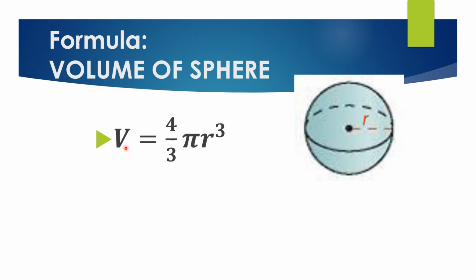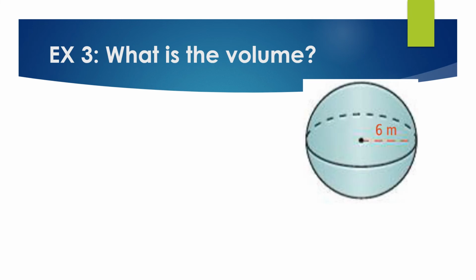So make sure you write this formula down because you are going to need it quite a bit on your homework tonight. So on example 3, we are just going to find the volume. So we have a radius here of 6 meters, and our volume formula is 4/3 pi r cubed.